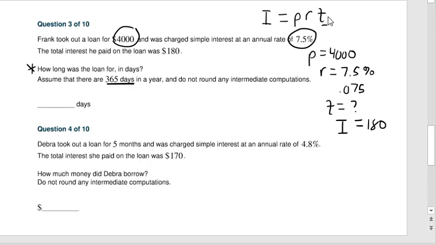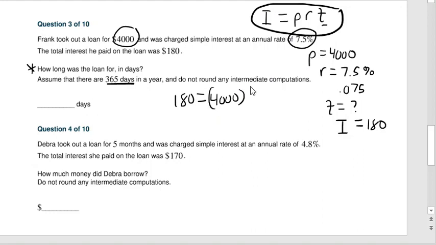Okay, so now we just take our formula, we plug in the things that we know, and we solve for what we don't know. So we know that I is 180. We know the principal is 4,000. We know the rate is 0.075, and then we do not know the t. Okay, and then to solve this equation, we're going to first multiply the 4,000 times 0.075. Okay, and so that's going to be 300.